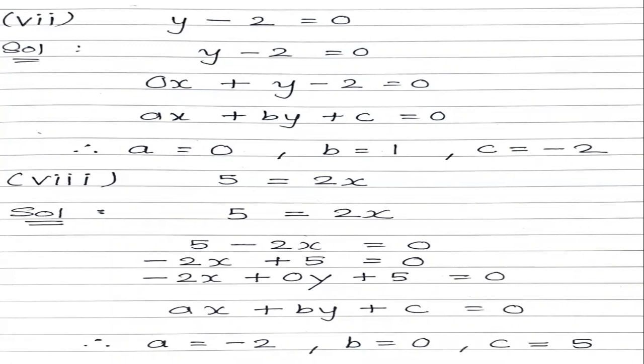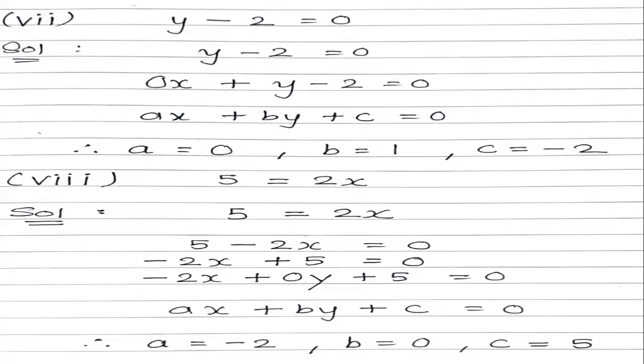So, as you can see over here, the question is y minus 2 is equal to 0. Over here again too, you will realize that you have a variable of y, you have a constant which is minus 2, but then you don't have a variable of x. So what we shall do is y minus 2 is equal to 0 will be written as 0x plus y minus 2 is equal to 0.